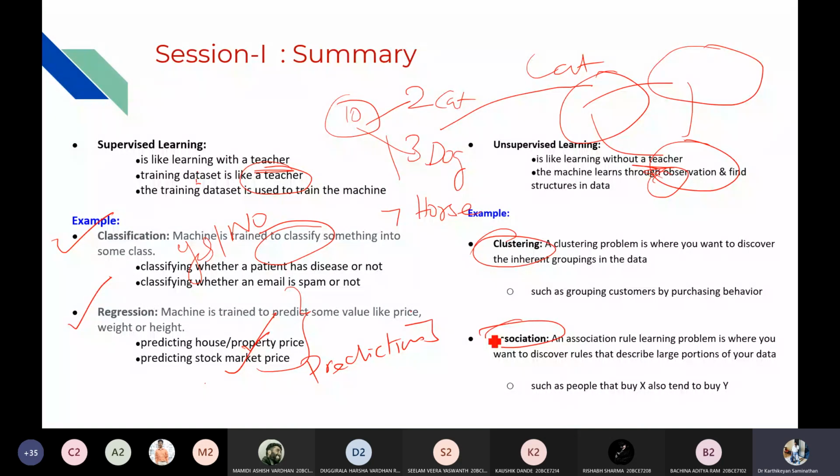Then association means, suppose I am going to the shopping market and I am planning to buy bread, right? When I plan to buy bread, what they will do is keep the jam and butter near the bread. Meaning if the customer is likely to buy item X, then obviously they tend to buy item Y.